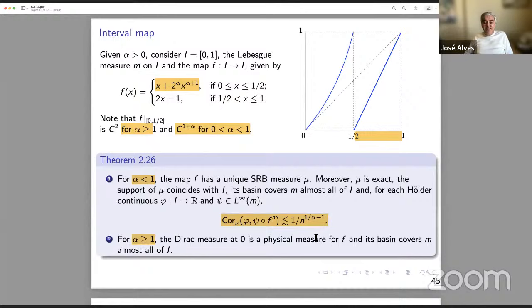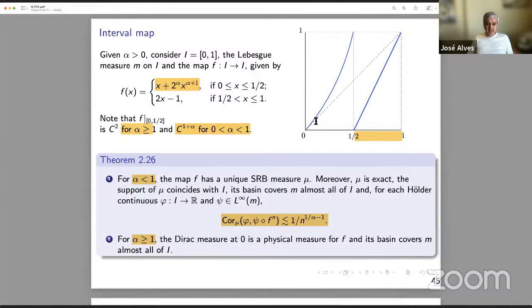So what does it mean? Well, it means that almost all points are spending most of the time close to zero. Heuristically, this is due to the fact that points come close to zero. And since the graph is tangent in a strong sense to the diagonal, it takes a lot of time to go away from zero. And so the fact that it takes a lot of time to escape from zero makes the Dirac measure at zero the physical measure of the system.